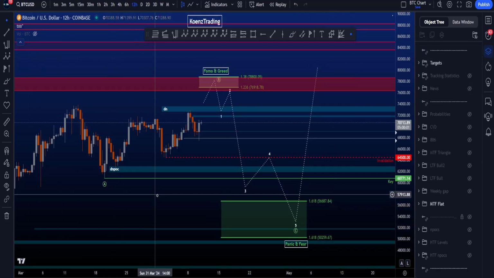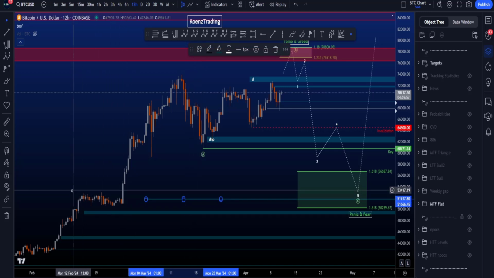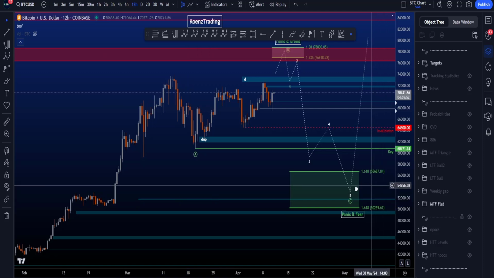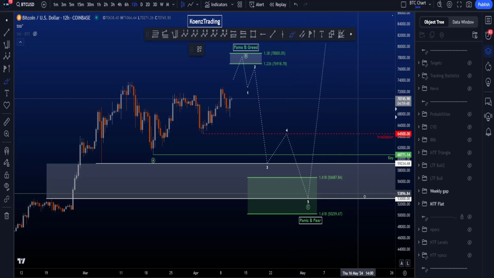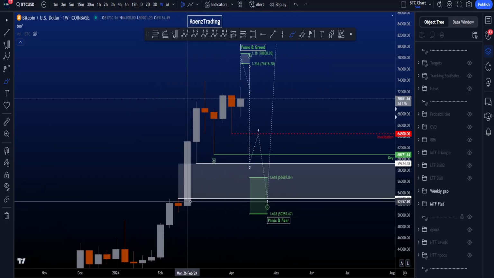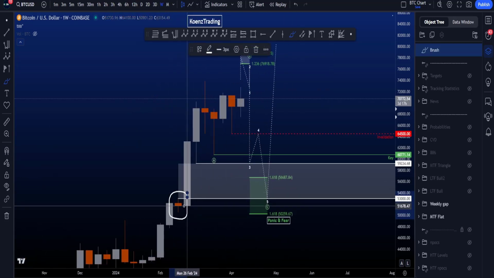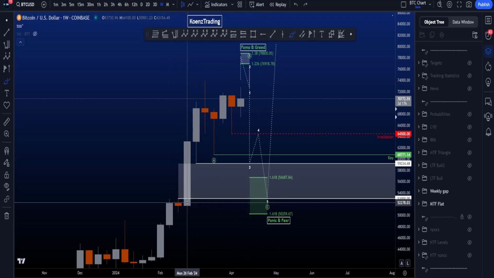First of all, we have a small little target box here, and even though it looks small, it is important because we also have some structural support here between 51.6k and 52k. Maybe more important, we also have a weekly gap here. On the weekly time frame, we have a quick move to the upside, and that created a gap. You can see over here candle number 1, which is an order block, and this order block is also in confluence with the target area for your wave C.